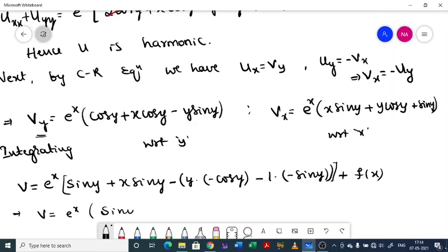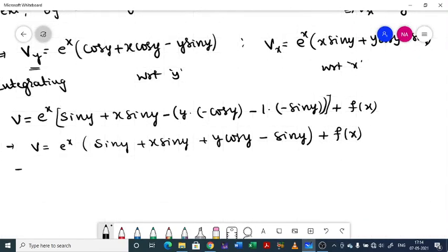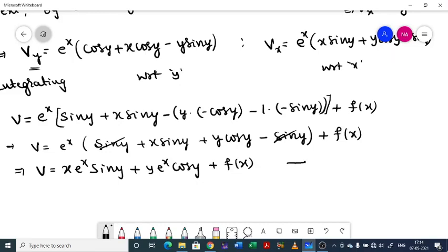sin y plus x sin y plus y cos y, minus into minus sin y, plus f of x. So we get v equal to, e term cancels, x e power x sin y plus y e power x cos y plus f of x. Question 1 number.